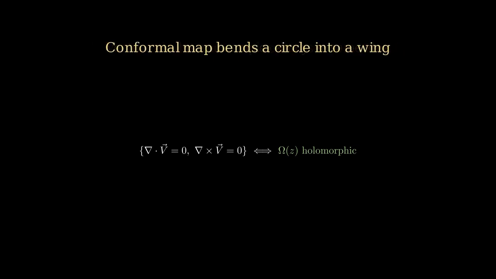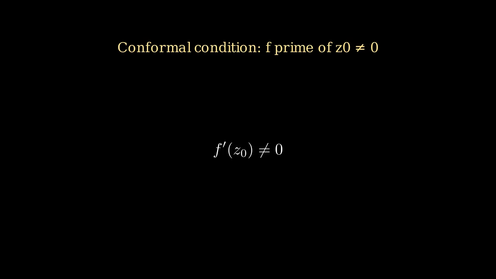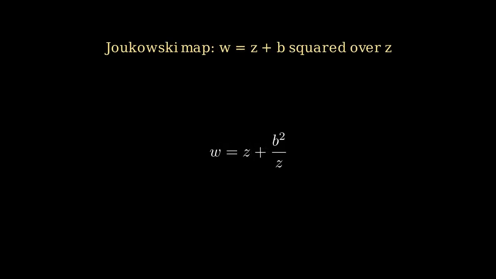Airflow around a plain circle is easy to describe using complex functions, but airflow around an actual wing-shaped cross-section is hard. The trick is to use a conformal map to bend a simple circle into the actual wing shape. Conformal map condition recalled from earlier. f is conformal at z0 if f prime of z0 does not equal 0. The Joukowsky transformation does this bending. w equals z plus b squared divided by z, where b is a constant related to the airfoil's thickness.